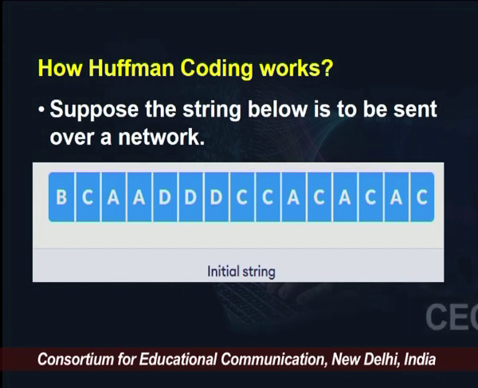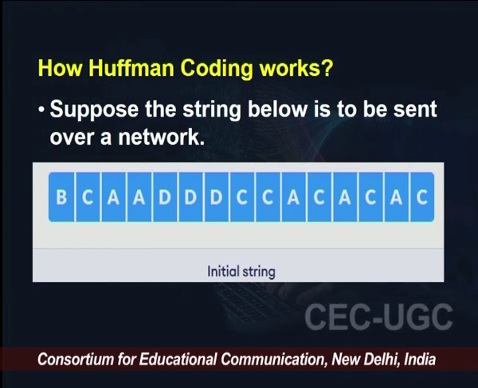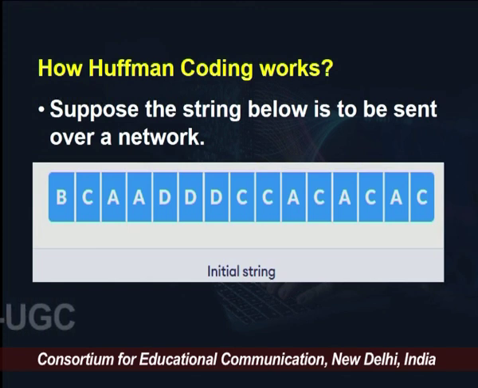So, let us see with the help of an example how this Huffman coding works, and then we will look into how the greedy technique comes into the picture. For example, let us say the string given on the screen is to be sent over a network. Here we have B, C, A, A, D, D, D, C, C, A, C, A, C and A, C.